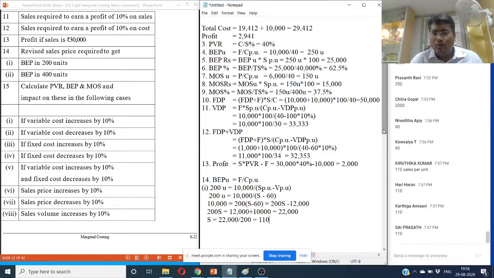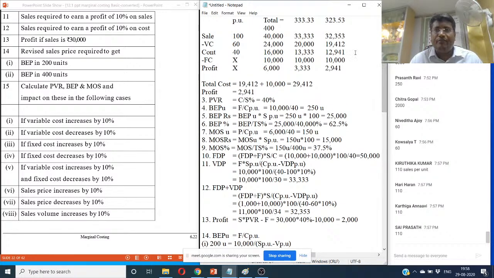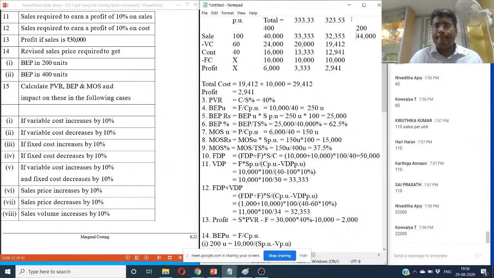Okay, how did you get 60? Now let us verify that. Here, the number of units sold is 200. The selling price in this case is not 100, it's 110. 110 into 200, what is the value? Make it faster. 110 into 200 is 22,000. Okay, good.